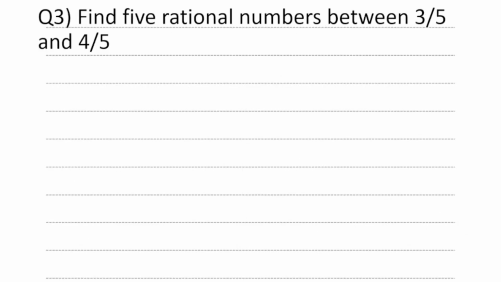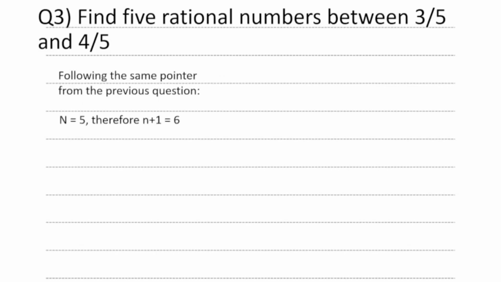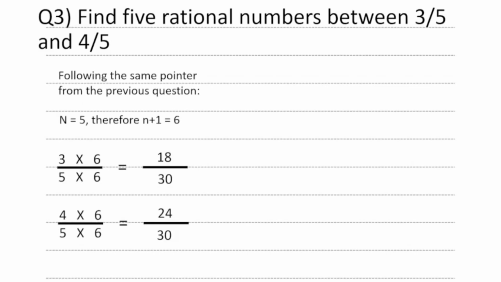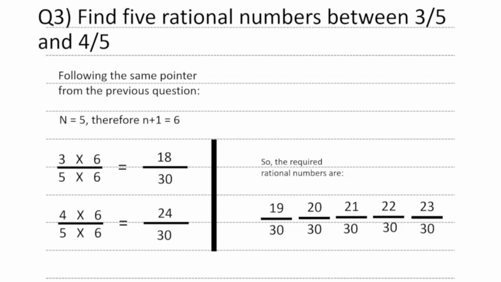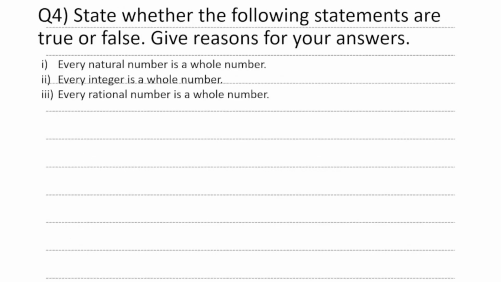Question number 3. Find 5 rational numbers between 3 upon 5 and 4 upon 5. So for this question, following the same pointer from the previous question, we would have the number required as 5. Therefore, n plus 1 would be 6. So if we perform the calculation now, we would multiply 3 by 5 into 6 by 6, which would give us 18 by 30, and 4 by 5 into 6 by 6, which gives us 24 upon 30. So the required rational numbers are 19 upon 30, 20 upon 30, 21 upon 30, 22 upon 30 and 23 upon 30. Moving on to the next question.